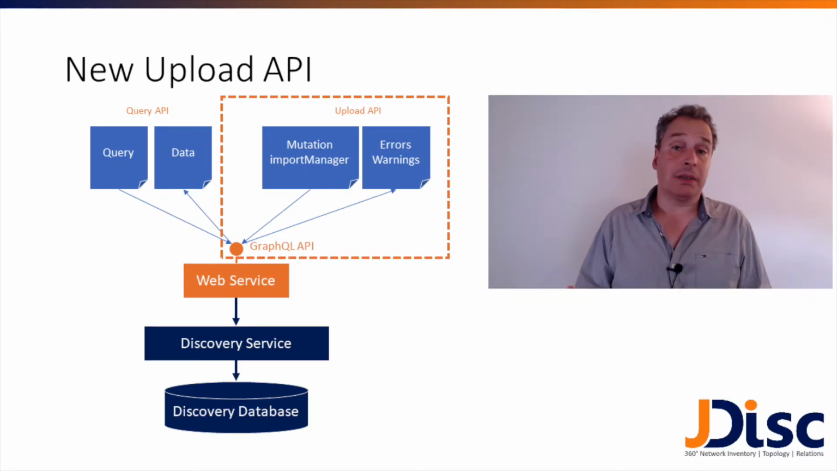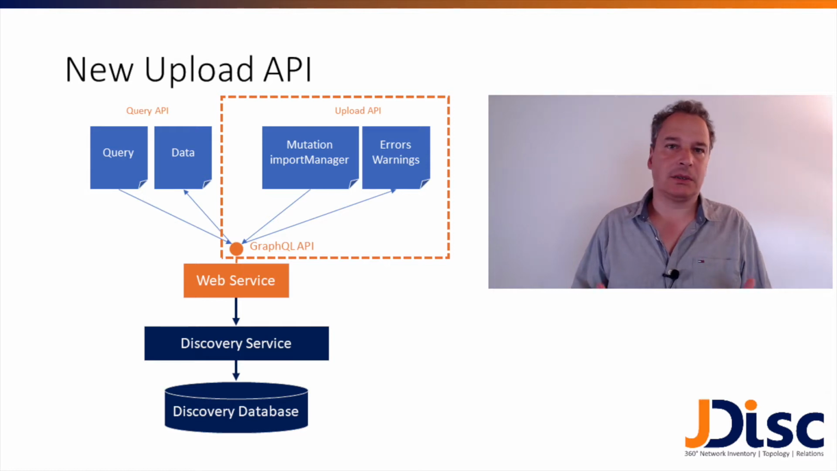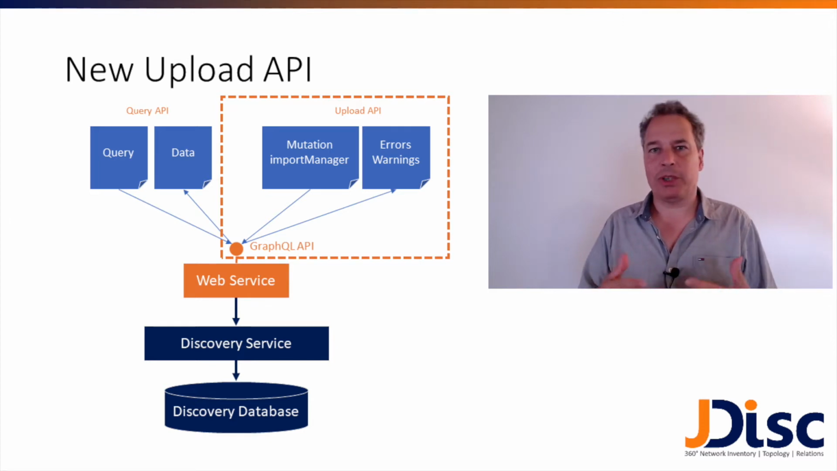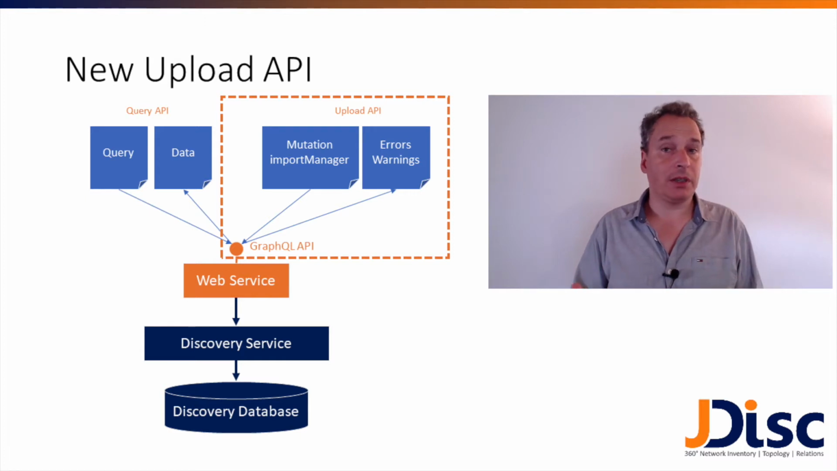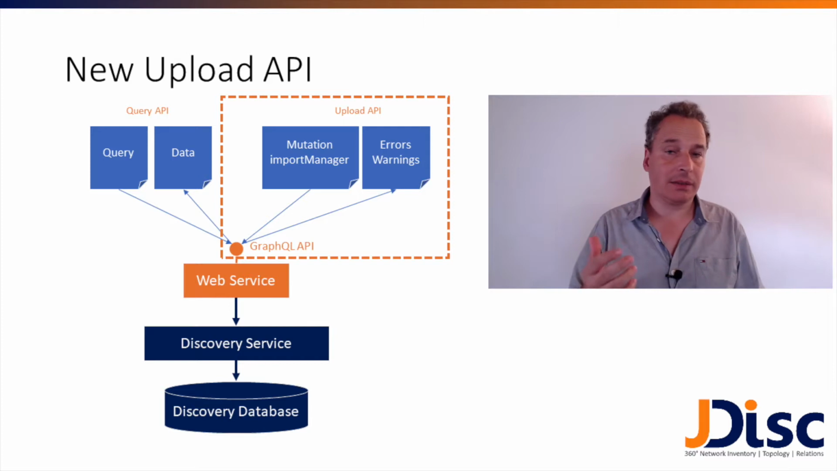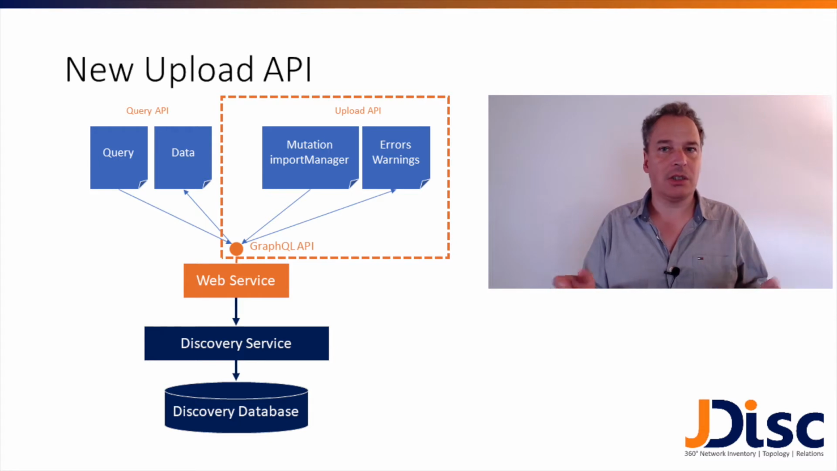So remember that the JDisc Discovery API is based on GraphQL and it's implemented by a web service which sits on top of the Discovery server. The main API that we were using was a query API. So we send in a GraphQL query and we get data back. But also remember that initially we had to do a login, and that login was a mutation. So a change operation, not a query.